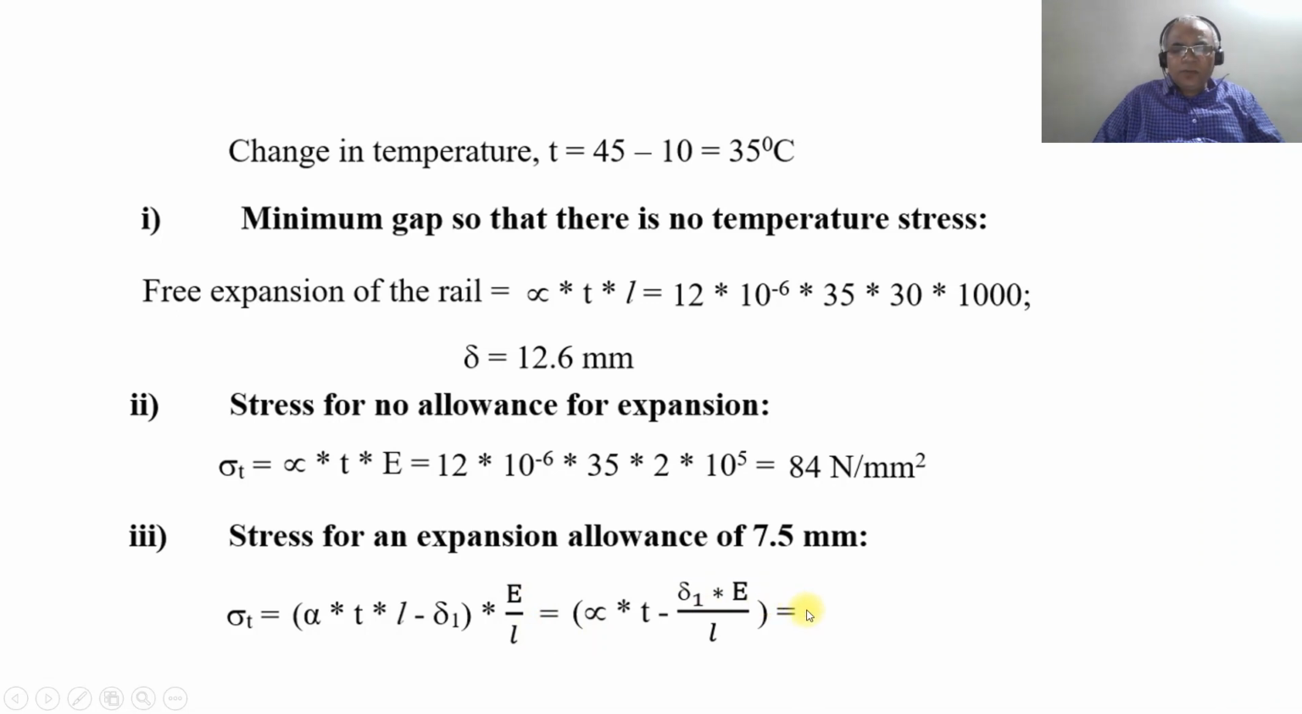If you then substitute the values, alpha into T is 84, minus delta 1, which is 7.5, the expansion allowance, into E, 2 into 10 to the power of 5, divided by L, which is 30 into 10 to the power of 3, or 30 into 1000. On simplification, you are going to get that value as 34 Newton per mm square.